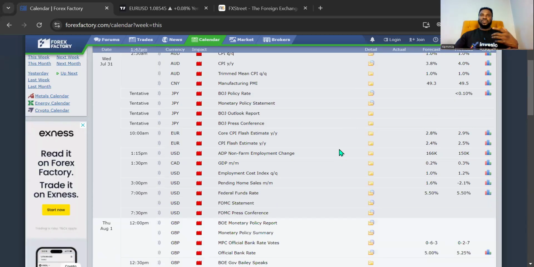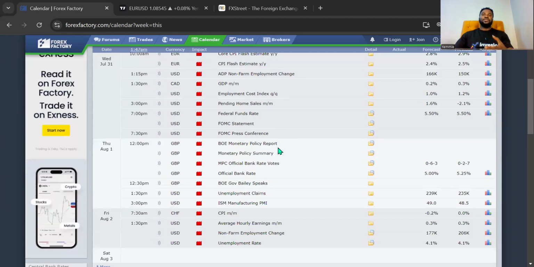It's a fantastic day of different high impact news, and that means you have to be very careful and you have to trade with caution on that same day, because that is when employment cost index is coming up for the US dollar, and euro is having the core CPI flash estimate. This is yearly by yearly, and for the Japanese yen, tentatively we are expecting the monetary policy statement, and that has a lot to do with JPY movement in the market. At 7:30 p.m. we're expecting the FOMC press conference with the US dollar.